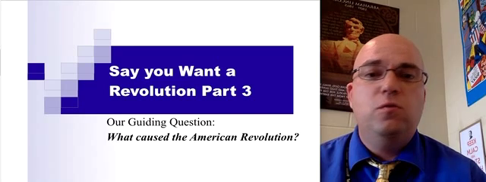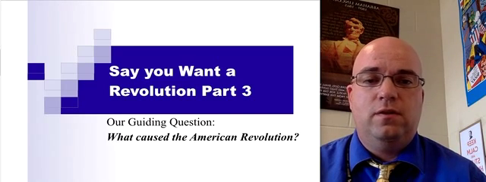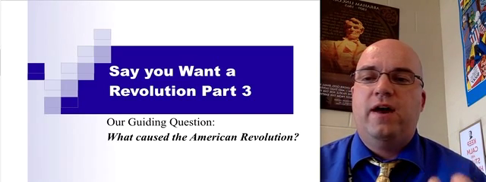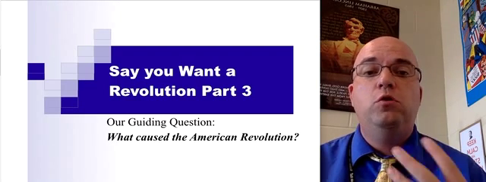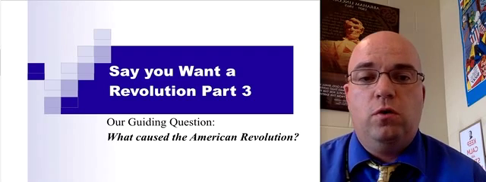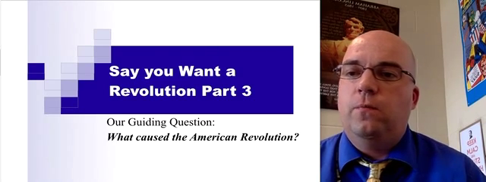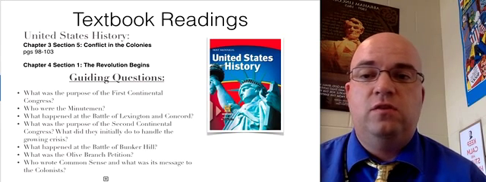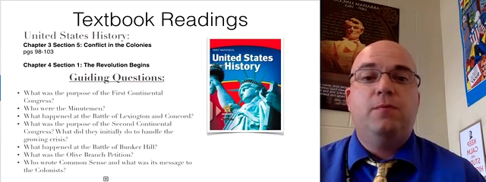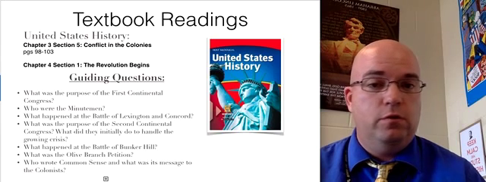So this will be the third and final lecture in our series, looking at what was the final tipping point that will lead us to the point of no return, where America will feel it has no choice but to push for independence. So, textbook readings: again, we're in Chapter 3, Section 5 of our United States History textbook, and starting in Chapter 4, Section 1, the Revolution Begins.